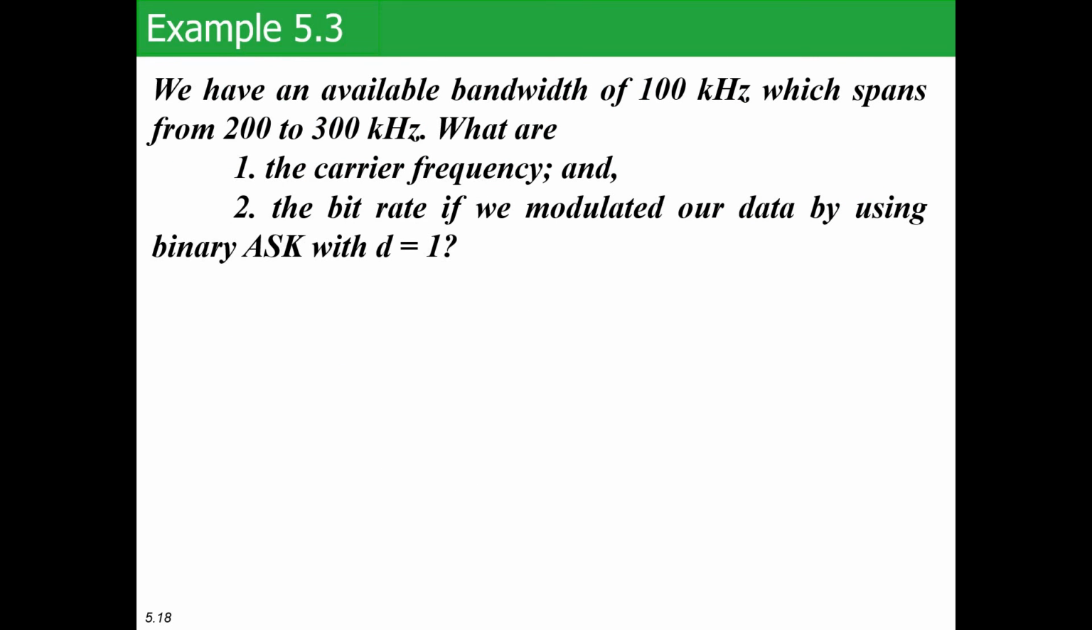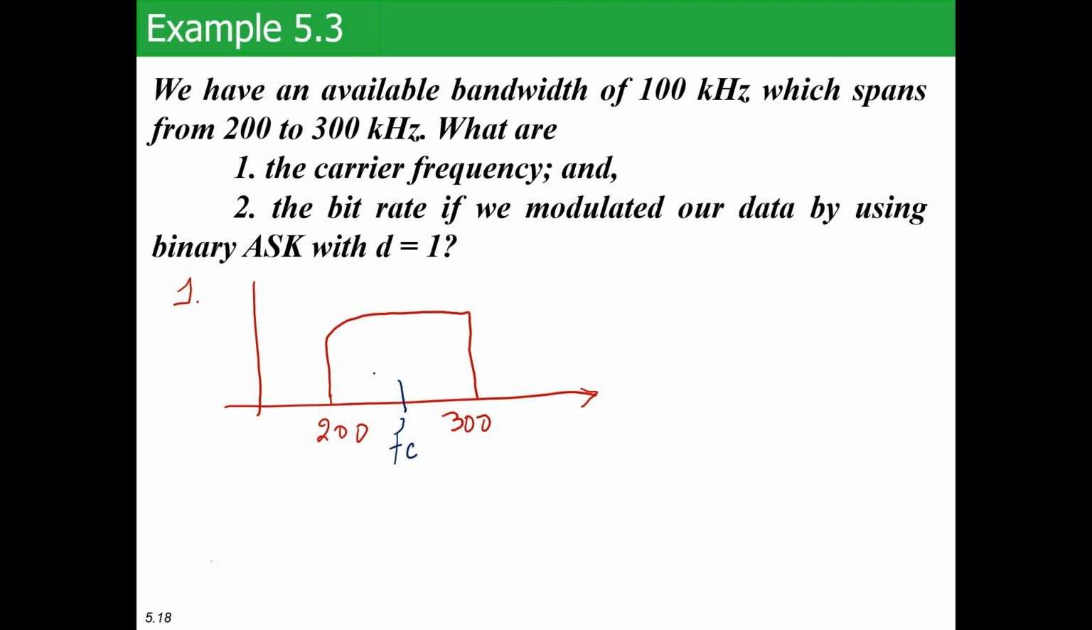Now let us give an example. We have an available bandwidth of 100 kHz which spans from 200 to 300 kHz. What are number 1, the carrier frequency, and number 2, the bit rate, if we modulate our data by using binary ASK with D equal to 1? First let us see the carrier frequency. We have a bandwidth between 200 and 300 kilohertz. The carrier frequency will lie exactly at the middle of the bandwidth. So here we will have FC, which will be 250 kilohertz. And the bandwidth spans from the lowest hertz to the highest hertz, which is 100 kilohertz.